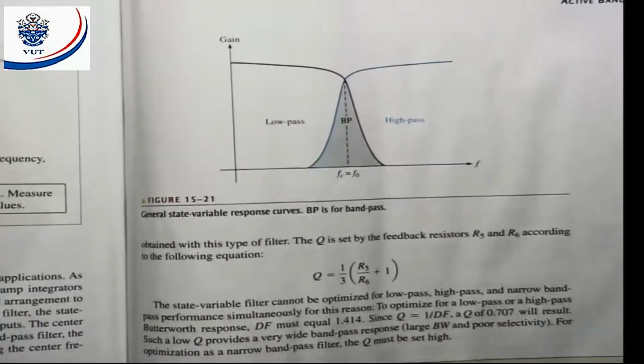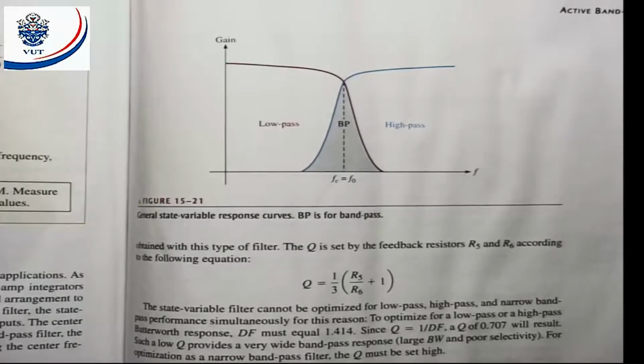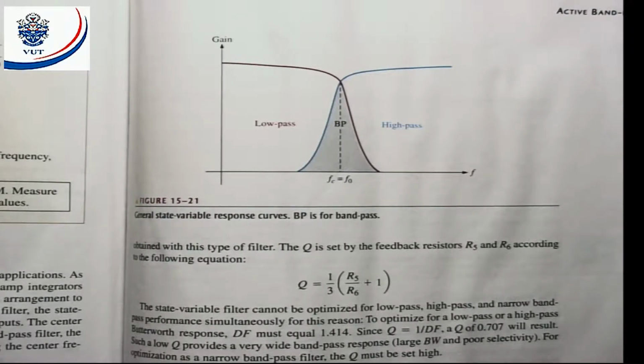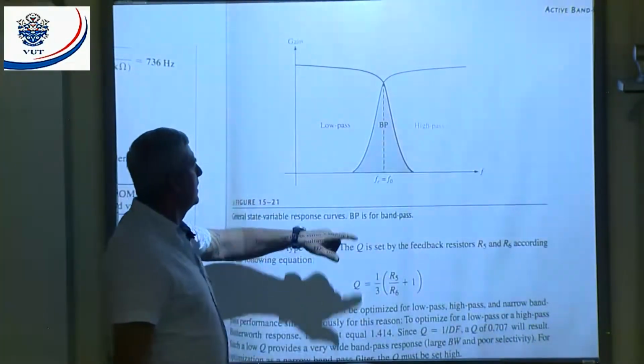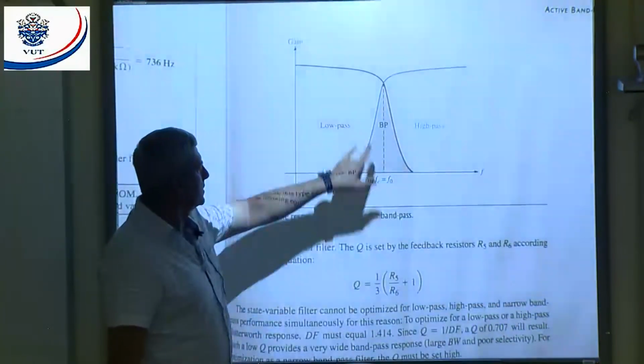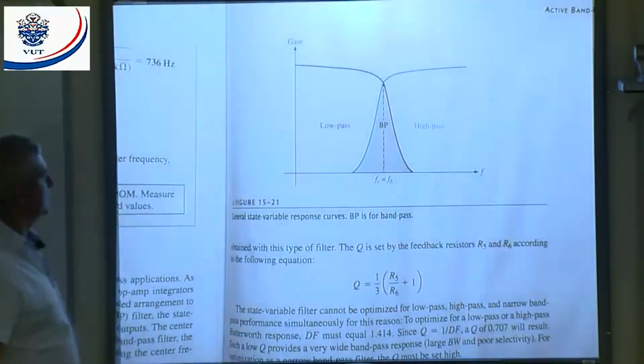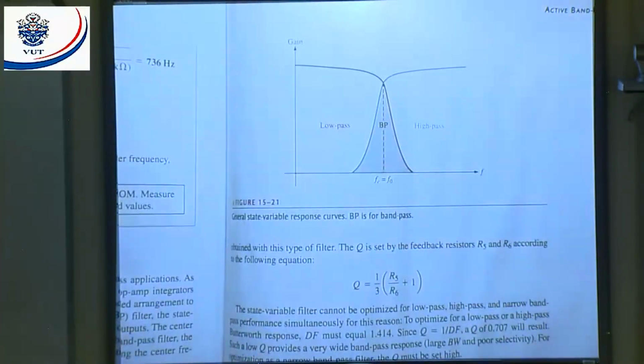There is basically the response of the state variable filter. You can see there, I got a low pass again, and I got a high pass again, and that is my band pass output. They say FC, and FC is equal to FO. And there is also the formula for my Q factor of that filter.